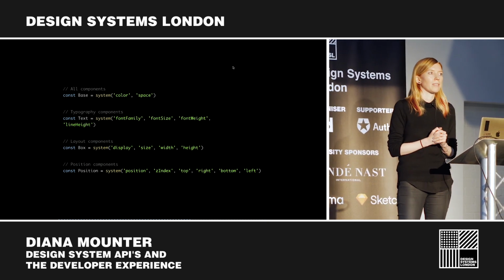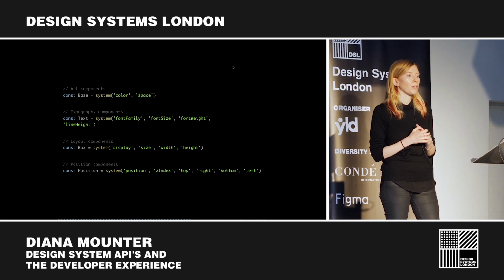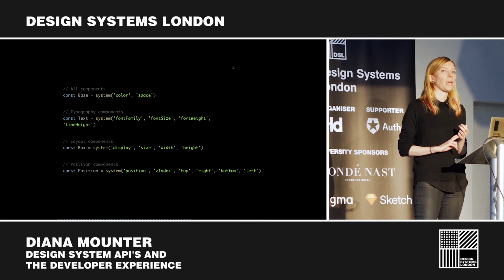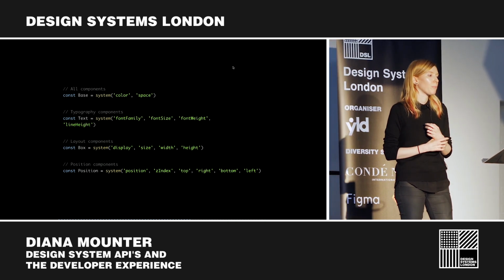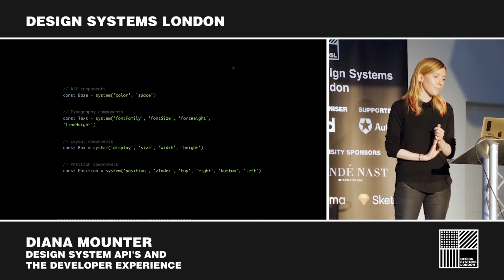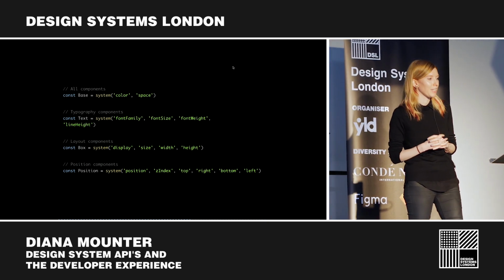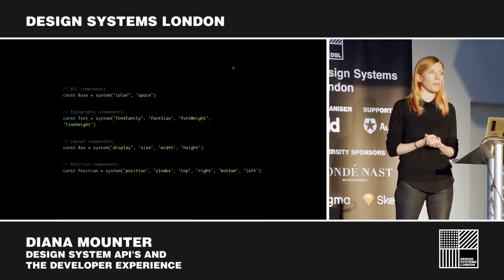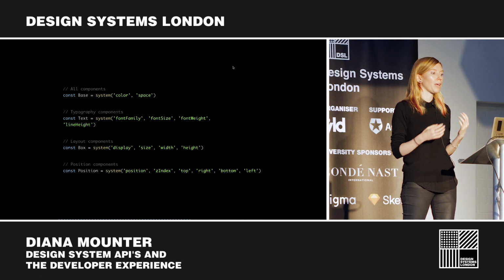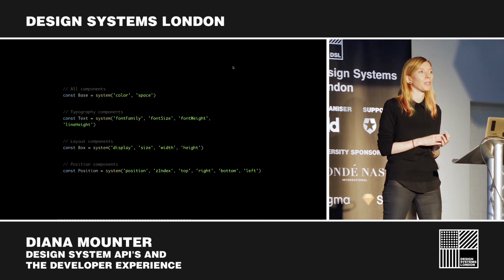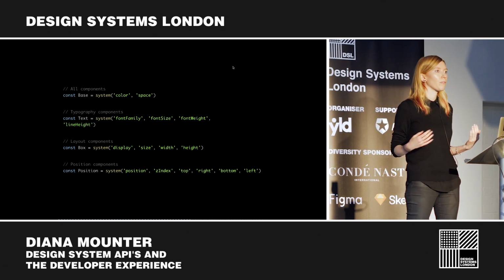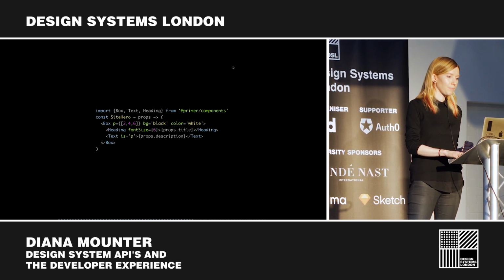And then for typography components, we give all of them font family, font size, font weight, line height. For layout components, they get display, size, width, height. And then position gets position, Z index, top, right, bottom, left, all that sort of fun. And that way, we start to create these patterns. So every type of typography component, not just a text or a heading, but maybe a label, they get all of those system props.